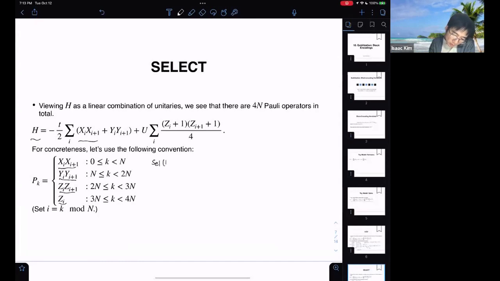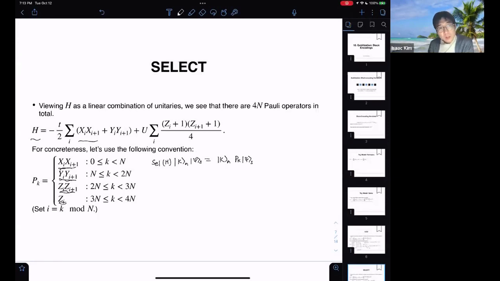which people often use the notation SELECT(H), acting on the ancillary system with an index k, and an arbitrary state psi on the system S, acts as follows. So you simply apply the kth Pauli. The kth Pauli is just defined as follows.